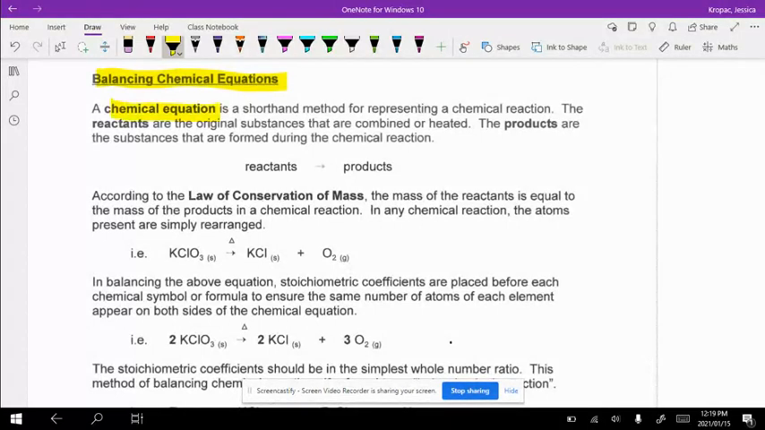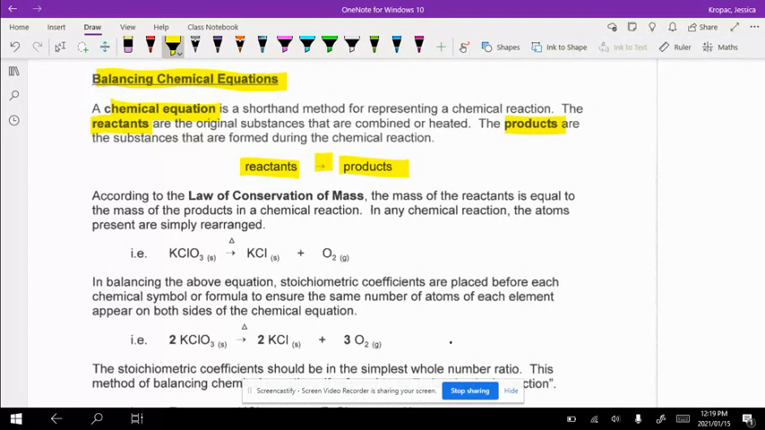From the last note, we said that a chemical equation is a shorthand way of representing a chemical reaction. It uses the actual chemical formulas to take a look at what's happening in a chemical reaction. There are both reactants and products. Reactants are anything that goes in, and products are anything that comes out. And this little arrow here, we mentioned in the last note, is a yield sign. That just means that the reactants are going to form the products.